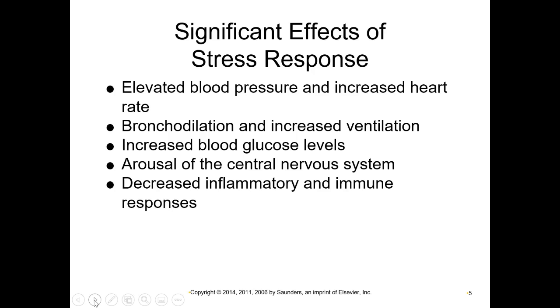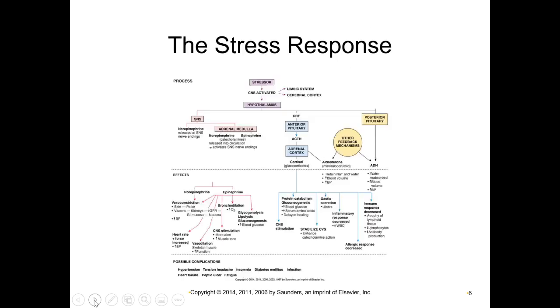Effects of the stress response can be things like elevated blood pressure, increased heart rate, bronchodilation, increased ventilation, increased blood glucose levels, arousal of the central nervous system, and changes in the inflammatory and immune responses. Those may decrease so that your ability to deal with stress may be compromised too.